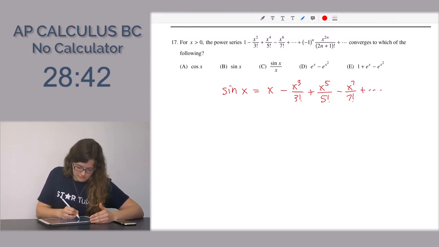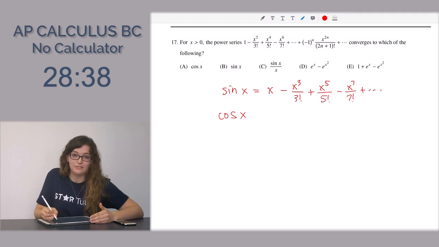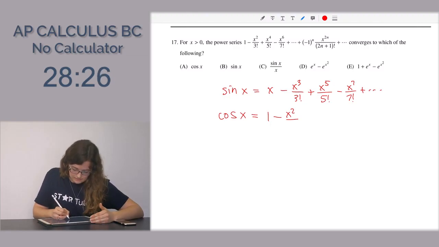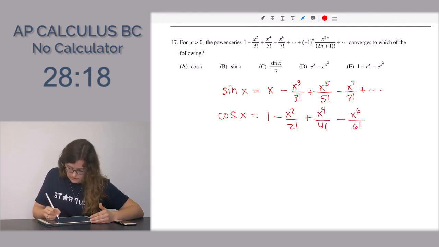This is why sine of x is called an odd function, partially because all of the exponents in its Taylor series are odd. Fun fact: cosine is called an even function because all of its powers are even powers of x. So we've got 1 minus x squared over 2 factorial plus x to the 4th over 4 factorial minus x to the 6th over 6 factorial, and so on and so forth.